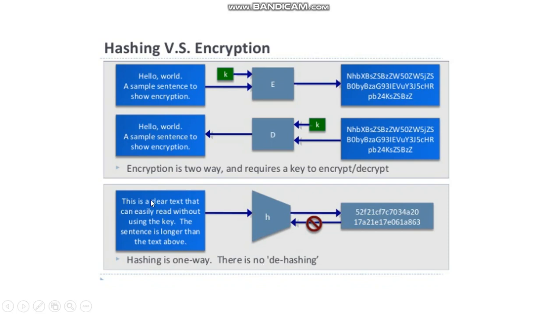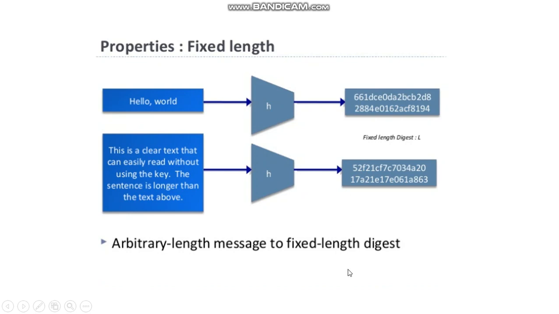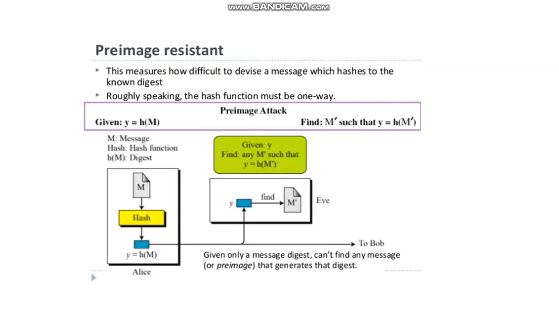And here the input may be of any size, but it is reduced and will be of fixed size in the case of hashing. So let us see how the fixed length output is generated. Here we have a text with a smaller size, and here a text with a larger size compared to this. But irrespective of the size of the input messages, the output will be of a fixed size. That is a property of a hash function.